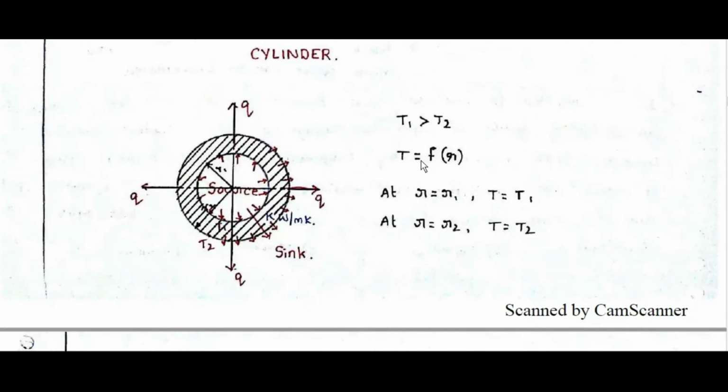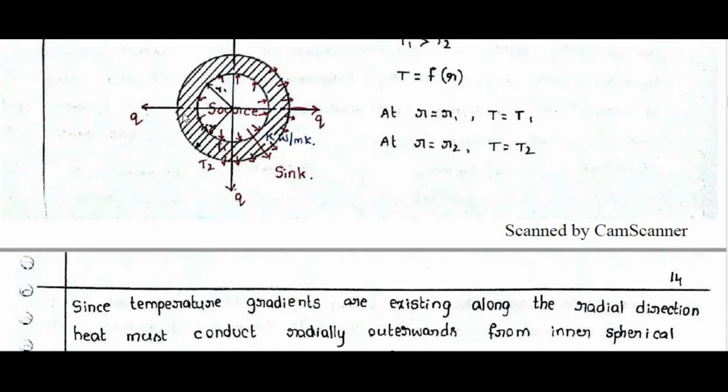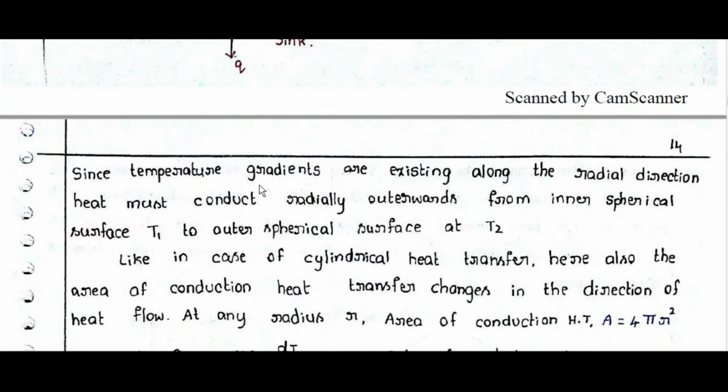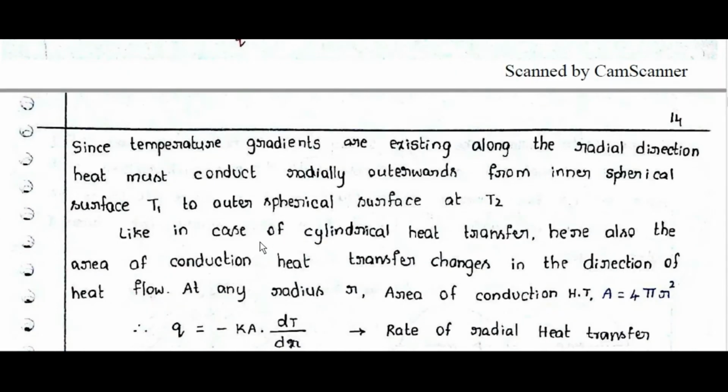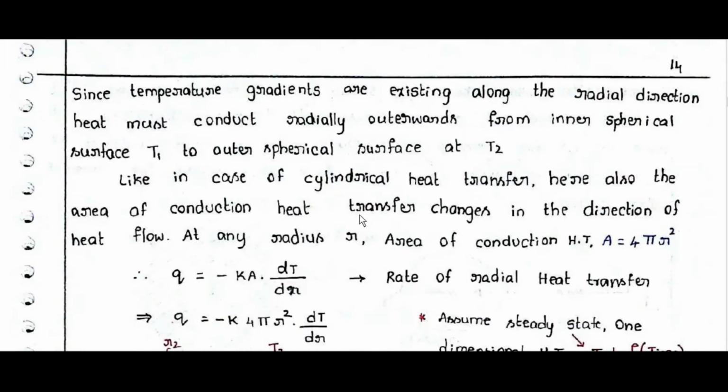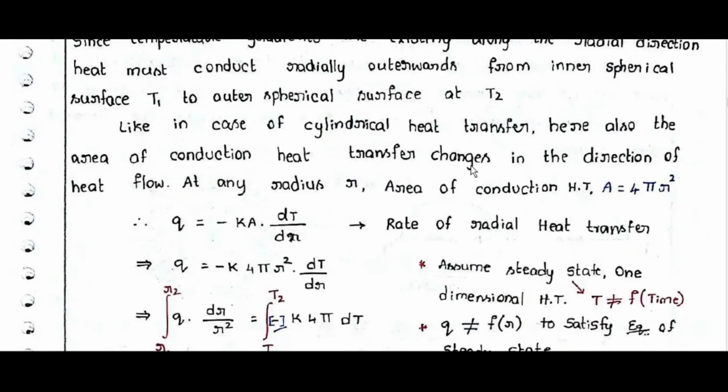Radial conduction heat transfer through a hollow sphere. This is a sphere. T1 greater than T2, T is equal to f of R; at R is equal to R1, T is equal to T1, at R is equal to R2, T is equal to T2. Since temperature gradients exist along the radial direction, heat must conduct radially outward from the inner spherical surface at T1 to the outer spherical surface at T2. Like in the case of cylindrical heat transfer, here also the area of conduction heat transfer changes in the direction of heat flow at any radius R.